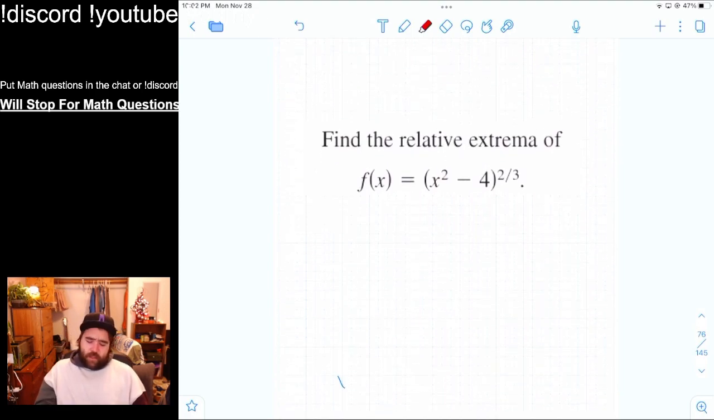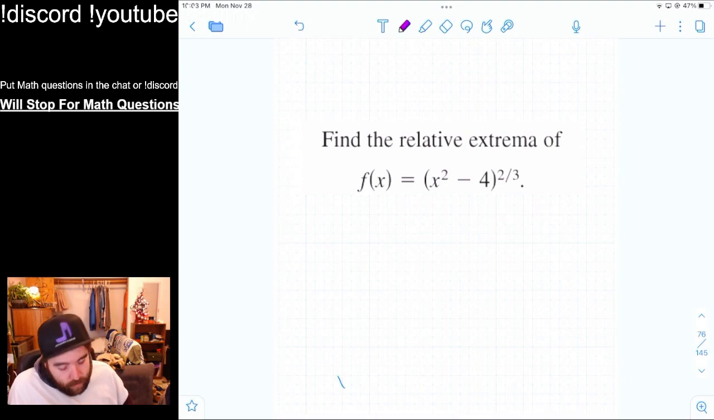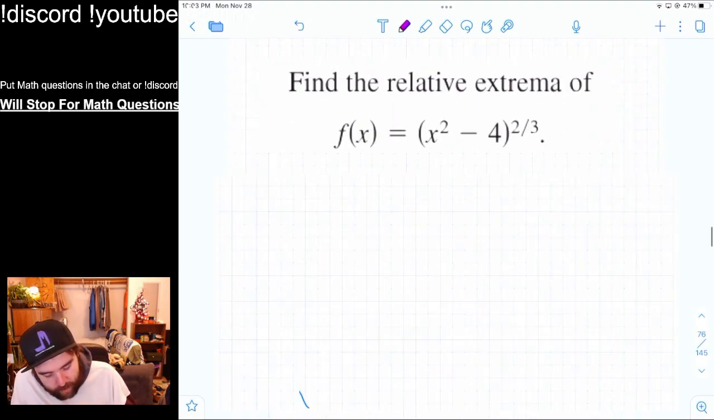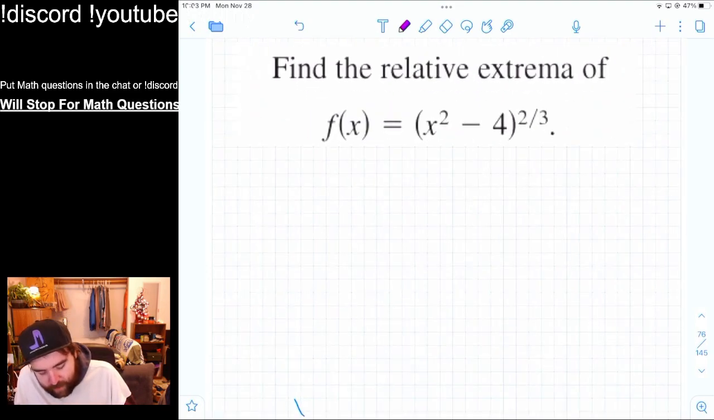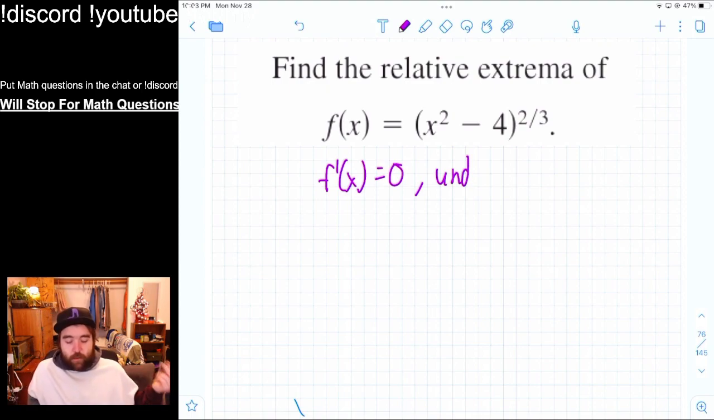All right, we're going to do the same here-ish. Find the relative extrema of that. Except for here, we have to remember the other thing we have to do is check and see when the derivative is undefined. It doesn't end up mattering that often, but you do have to do it. So we have to find when the derivative is equal to 0 and when the derivative is undefined.